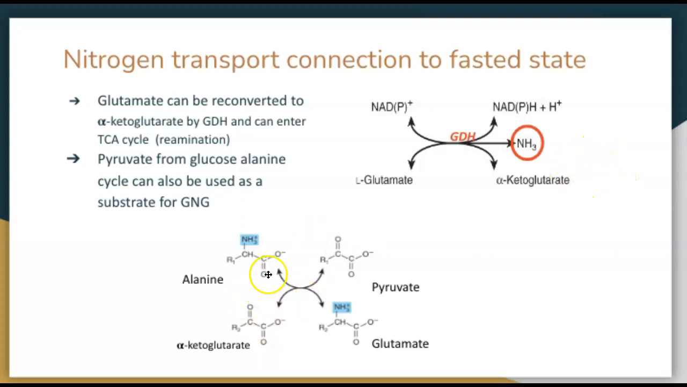In addition, this bottom equation that we've seen prior is the glucose-alanine cycle. The pyruvate that's created as part of the transition of the nitrogen group can also be used as a substrate for gluconeogenesis. So they're connected as far as moving nitrogen around and then having substrates for glucose production in the fasted state.